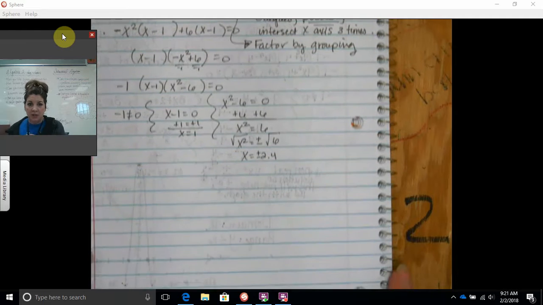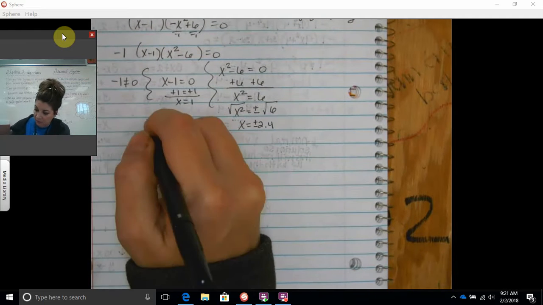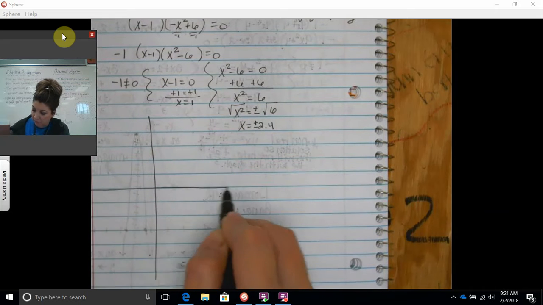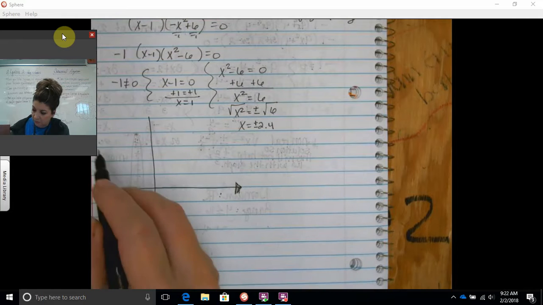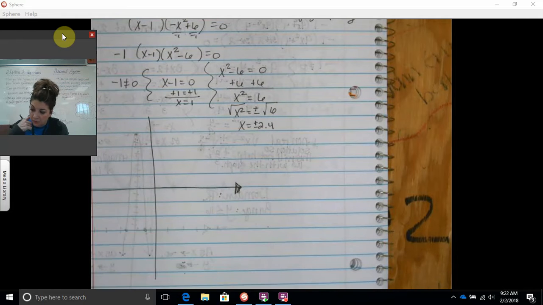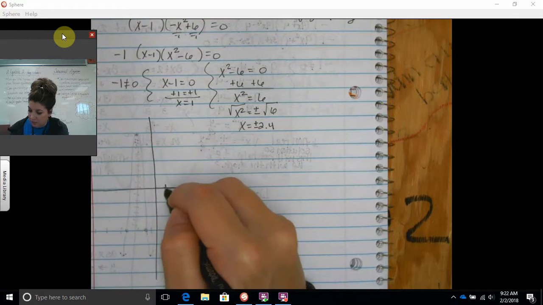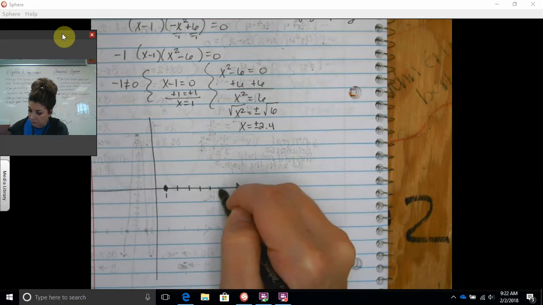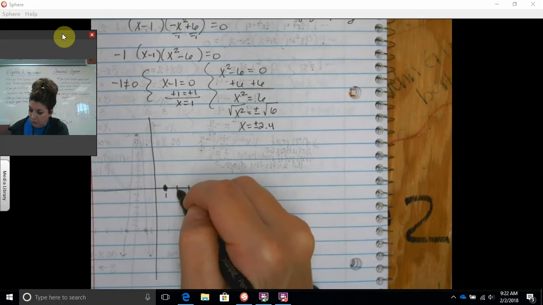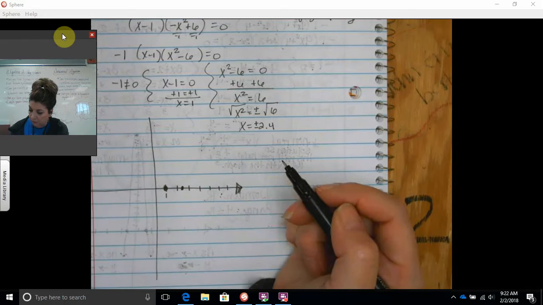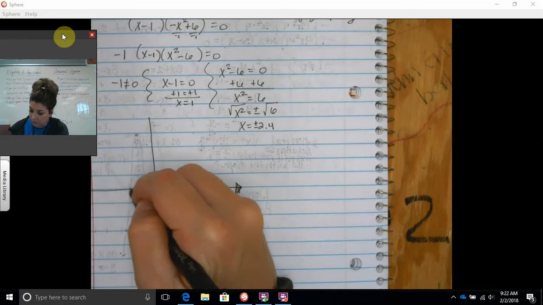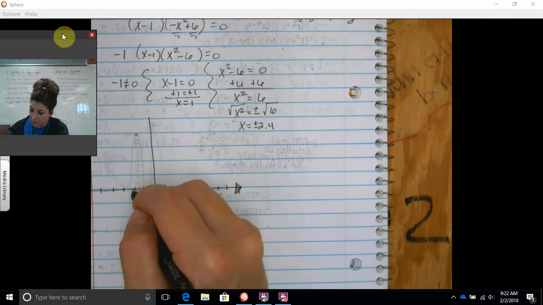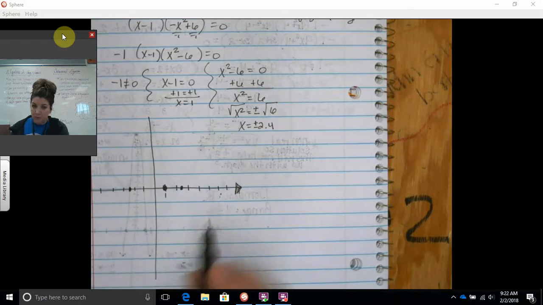So once I know my zeros, I can go ahead and start sketching my graph. My solutions are positive 1, positive 2.4, and negative 2.4.